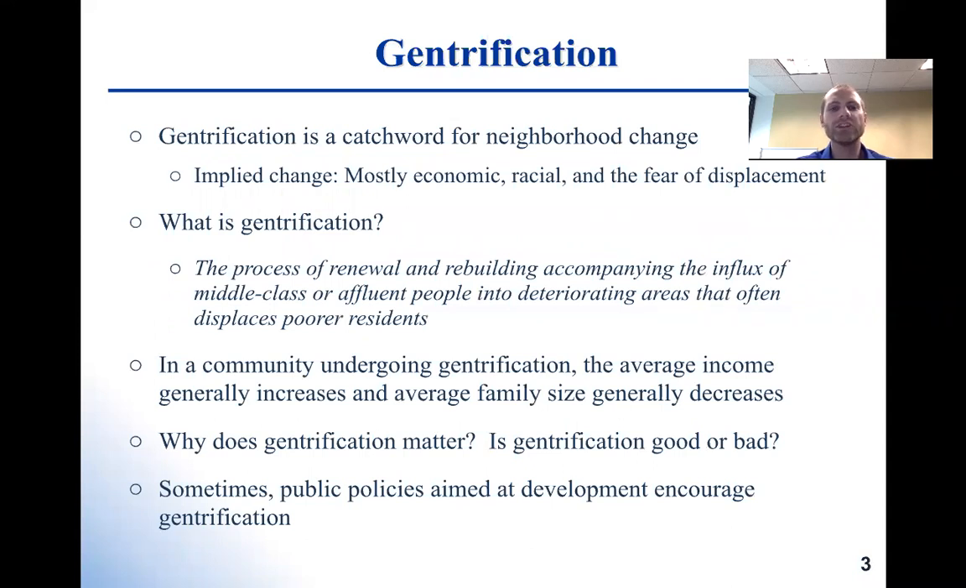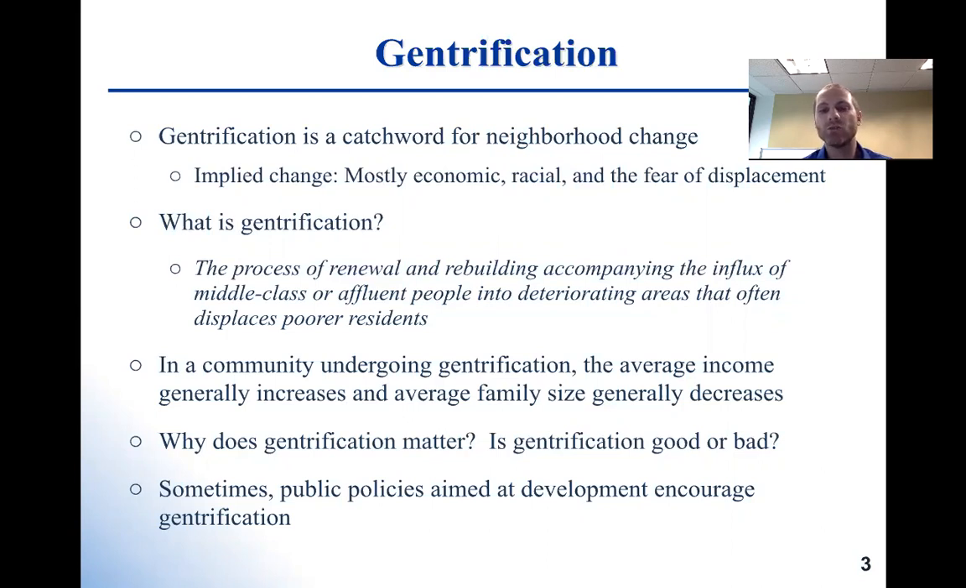So gentrification is typically the catchword used for neighborhood change. Typically, it implies a change that can be economic, ethnic, racial, and there's often this view that gentrification will displace some of the poor people within the area that's gentrifying. And so what do we mean by gentrification? It's a complicated social science phenomenon, but we can work with the following definition: the process of renewal and rebuilding.